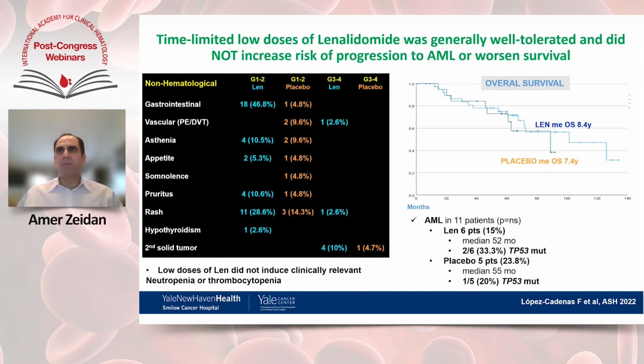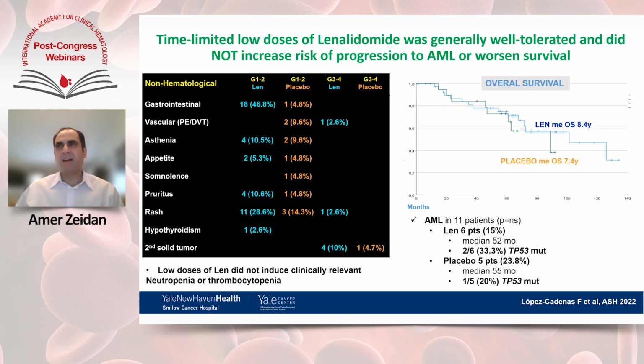And you can see here, when it comes to the safety, that, as expected, there were more side effects with lenalidomide. However, most of them were grade 1 and grade 2, not grade 3 or 4, and generally were reversible. And importantly, there was no increased risk of progression to leukemia. And there was, as expected, some thrombocytopenia and neutropenia with lenalidomide more than placebo. However, generally, it was not clinically relevant and it was reversible. And there was no difference in overall survival, which the study was not powered or measured to look at.